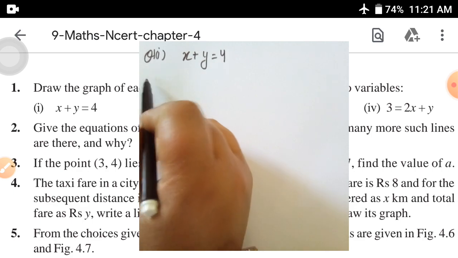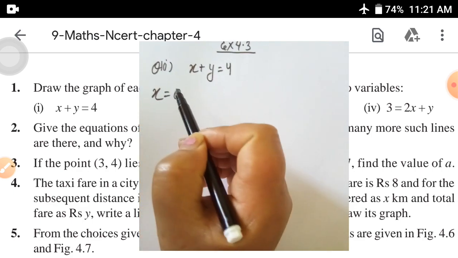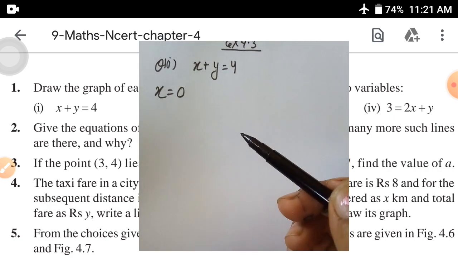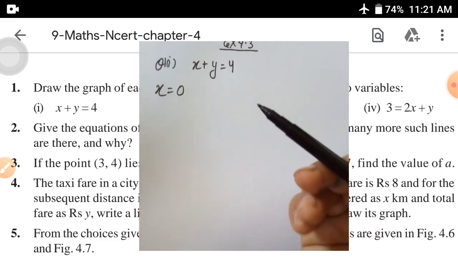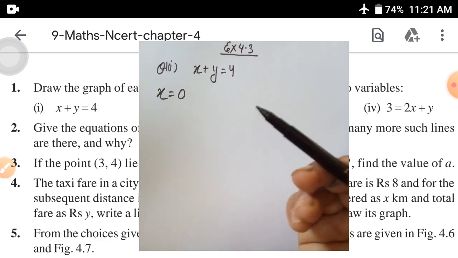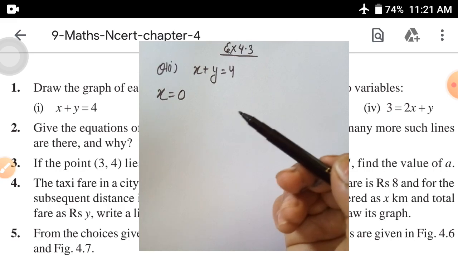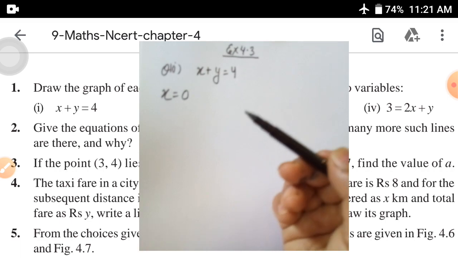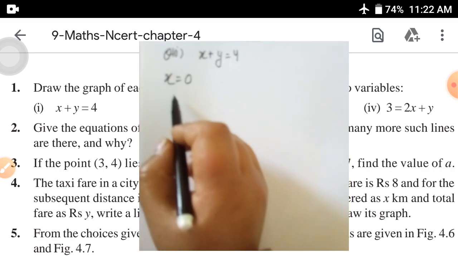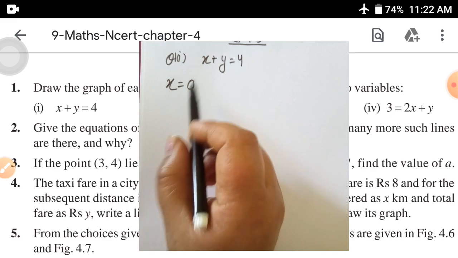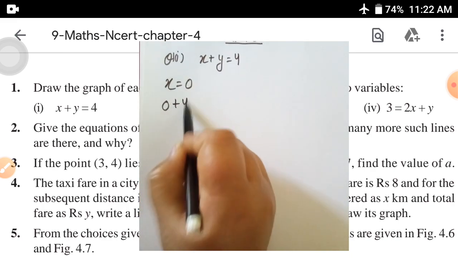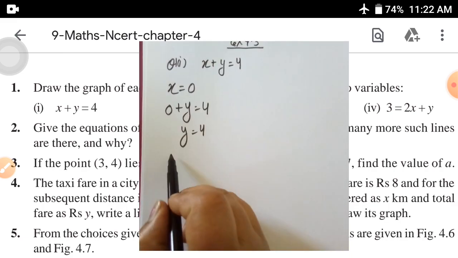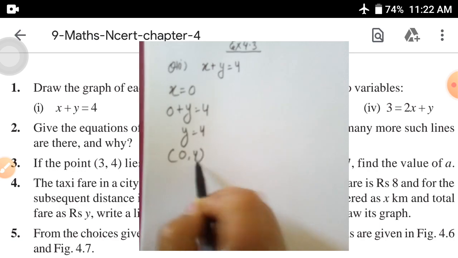See that first we will put x equal to 0. I suggest to all students that whenever you are putting values of x and y, try to put x equal to 0 and y equal to 0 first. If a whole number is not coming when you put x equal to 0 and y equal to 0, then you can take different values like x equal to 1, x equal to 2, like that. So first I am taking x equal to 0. I am putting this value in this equation. So we will write 0 plus y is equal to 4. That means y is equal to 4. So the first point is 0 comma 4.